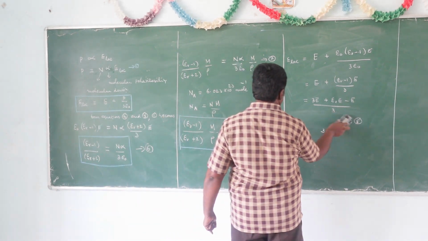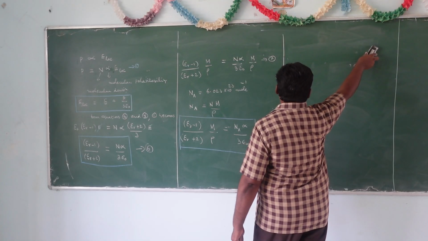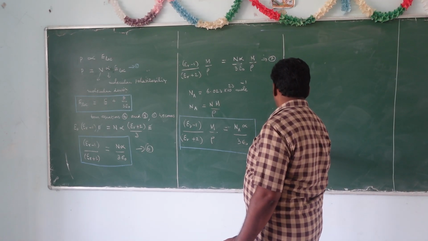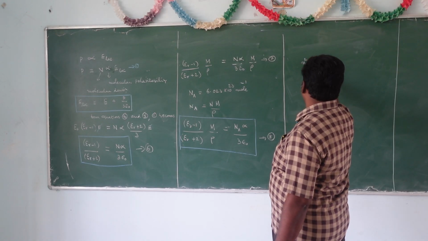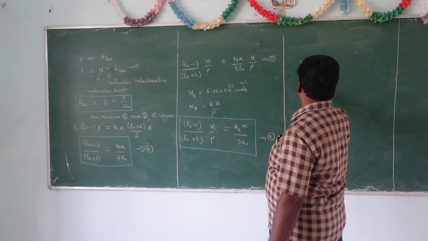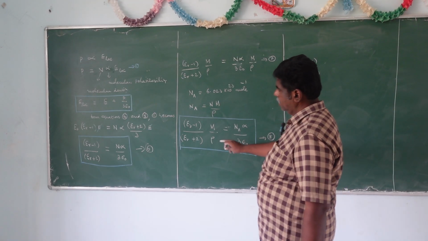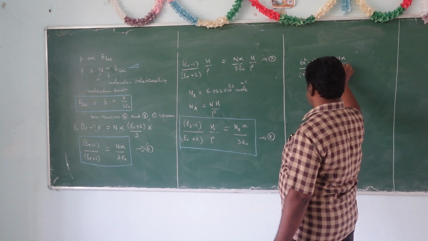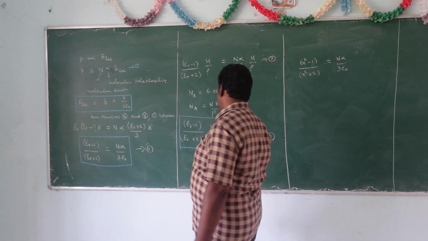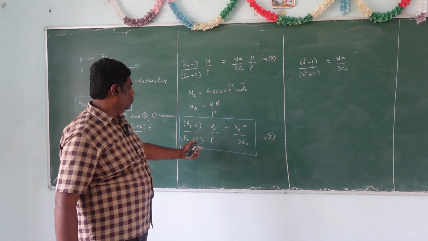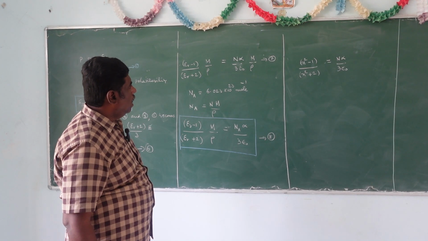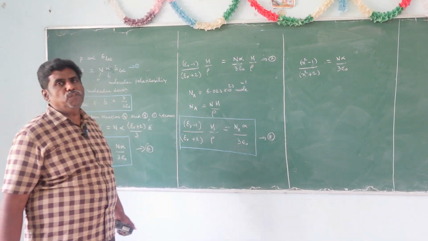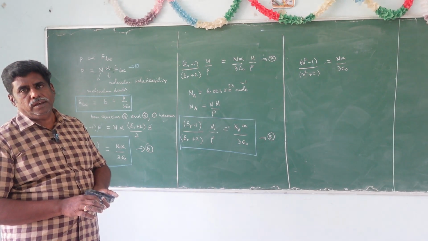Suppose if you replace epsilon r, the dielectric constant, in terms of the refractive index, say this is 8. This relation is modified as (n square minus 1) divided by (n square plus 2) which is equal to n alpha divided by 3 epsilon naught. Or here also we can write (n square minus 1) divided by (n square plus 2) into M by rho, which is equal to Na alpha divided by 3 epsilon naught. So these are all the different forms of our Clausius Mossotti relation. Thank you.